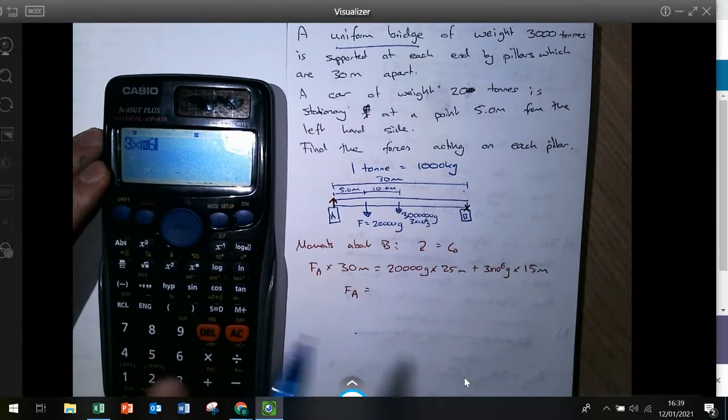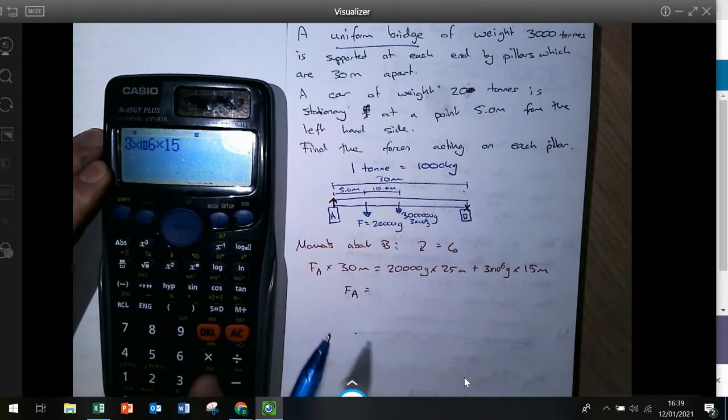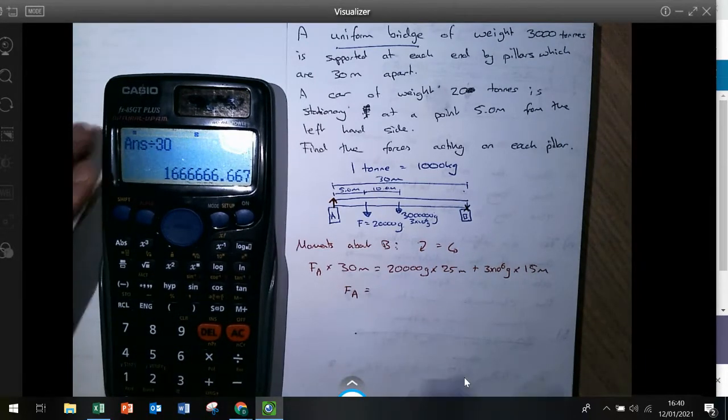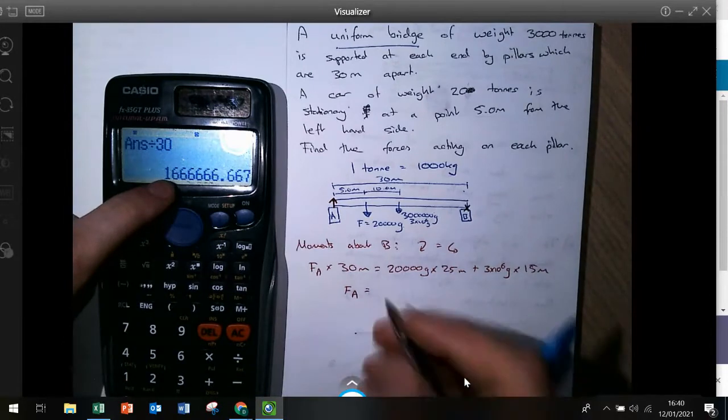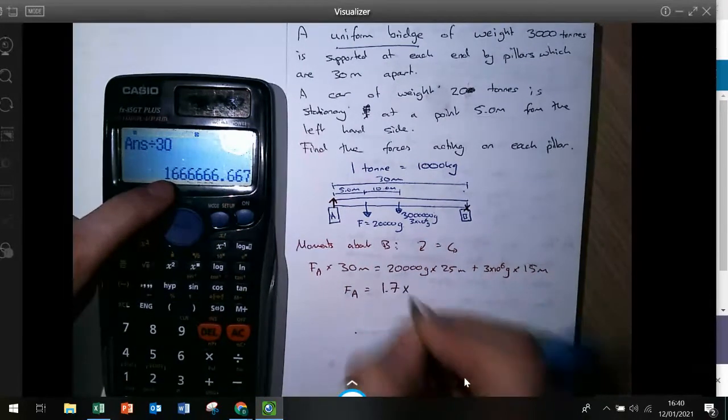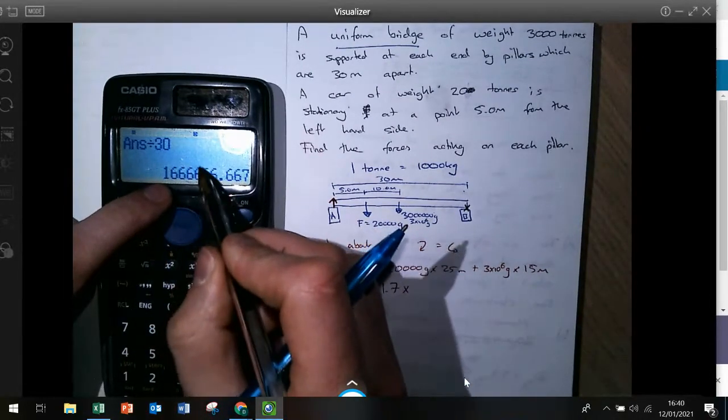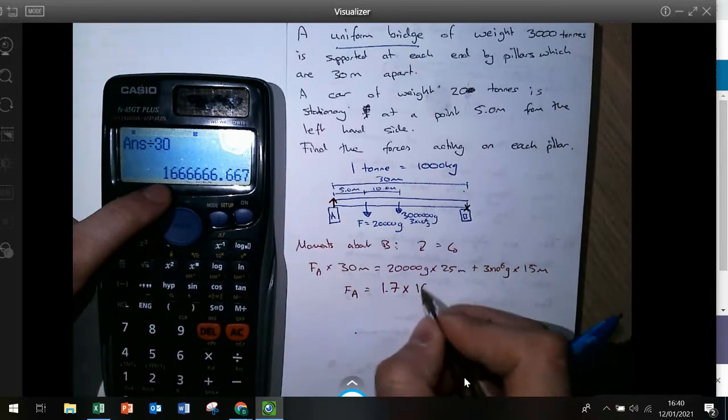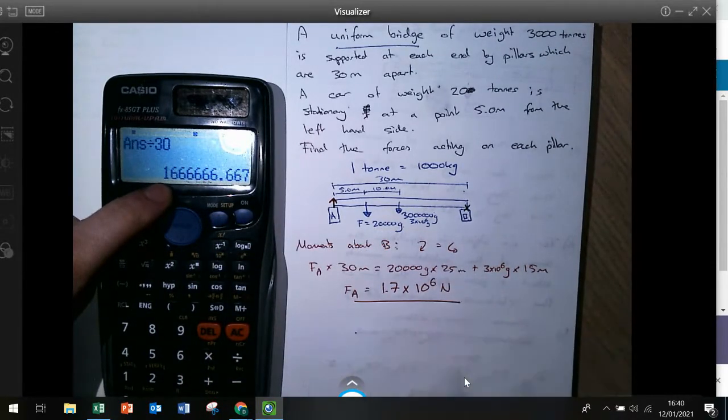Now we can solve this equation and get our force A. So 3 times 10 to the 6 times 15 plus 2 times 10 to the 5 times 25, divided by 30, and that gives us 1.7 times 10 to the 6 newtons.